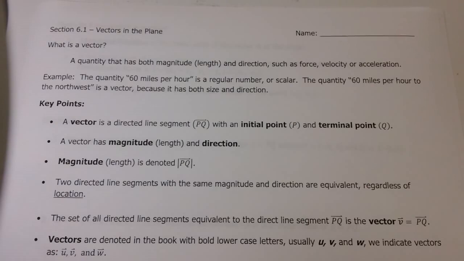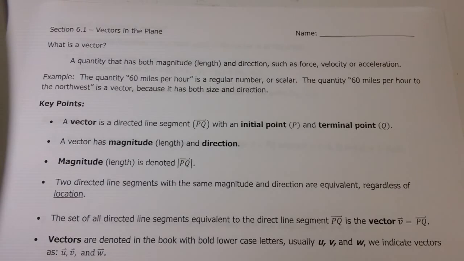Some key points that you need to know for this unit are: a vector is a directed line segment PQ, with an initial point P and a terminal point Q. A vector has a magnitude, the length, and a direction. Magnitude is denoted with absolute value bars around PQ. Two directed line segments that have the same magnitude and direction are equivalent regardless of their location. The set of all directed line segments equivalent to the directed line segment PQ is the vector v, which equals PQ.